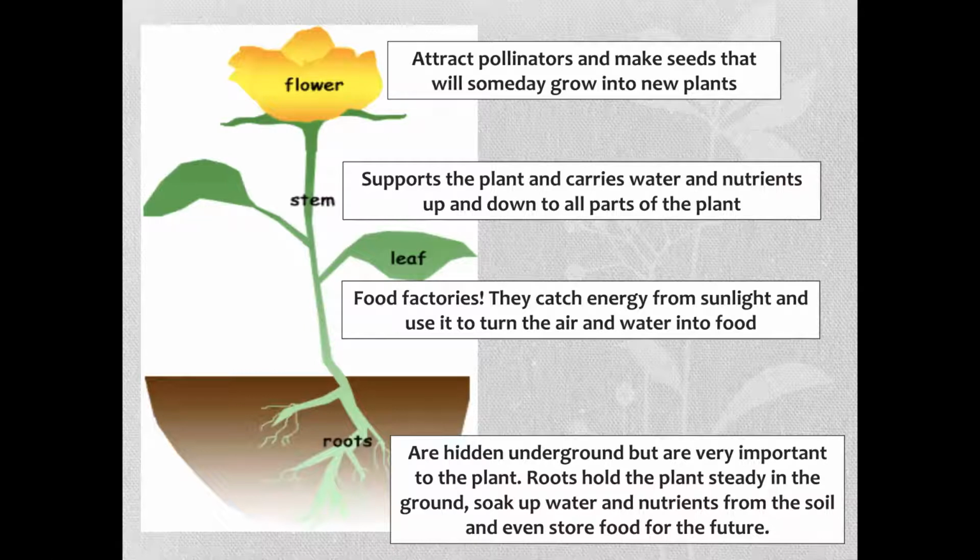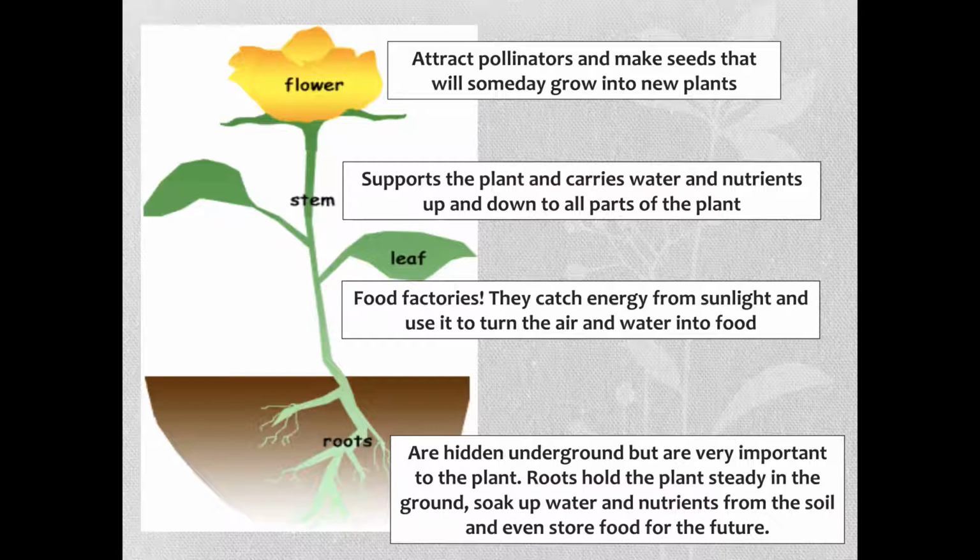And of course, the other teachers have talked to you about the function of the other structures, such as the stem, which supports the plant and carries water and nutrients up and down to all parts of the plant. And then the leaf, which is called the food factory. That's where the plant makes its own food with the use of sunlight, water, and carbon dioxide, the air that we breathe out. It goes through the process of photosynthesis to make its own food.